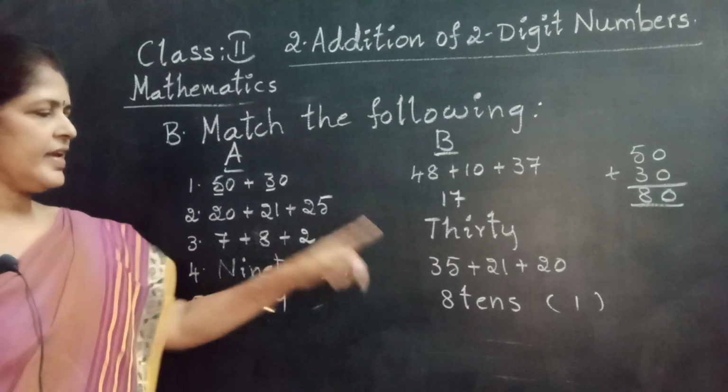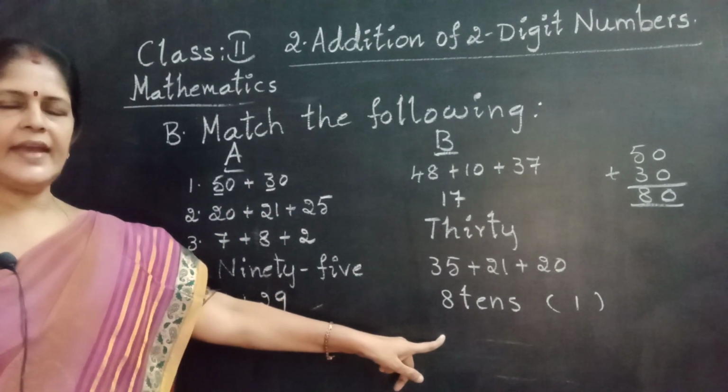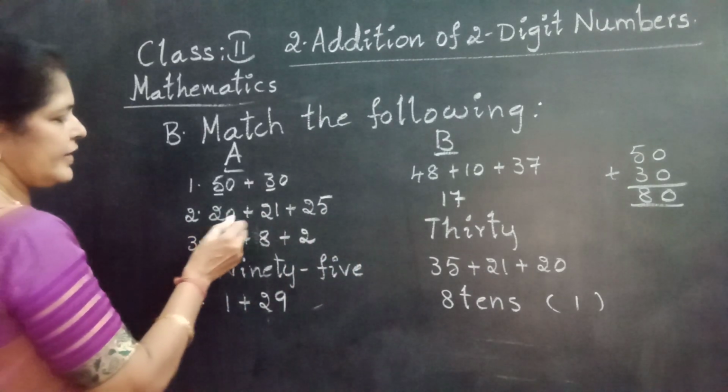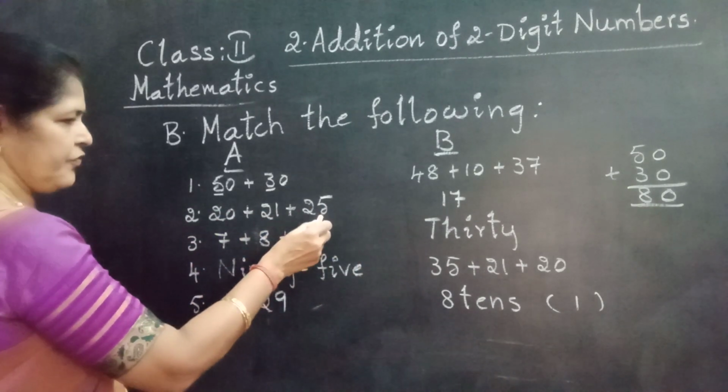50 plus 30 equals 8 tens. 80 means 8 tens. Next, 20 plus 21 plus 25.